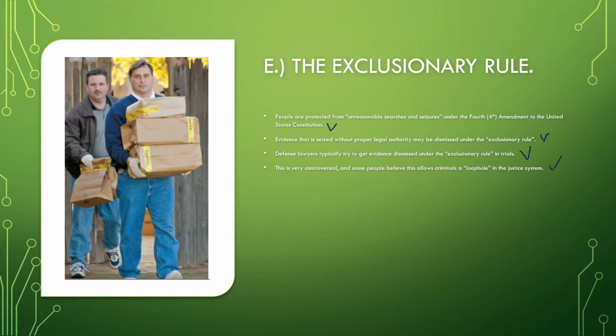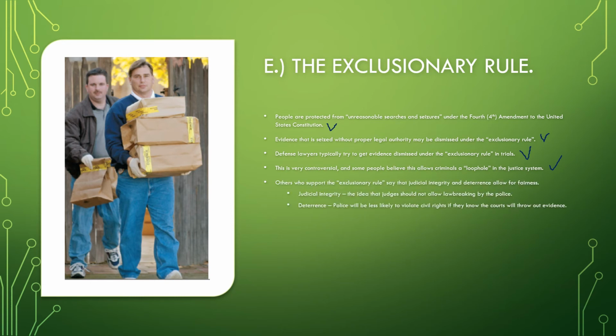Saying, well, they committed the crime, but because the evidence wasn't seized legally, or the bloody knife, or the gun in the backyard, or whatever wasn't seized legally, it can't be used. And it allows some people to get off scot-free from the crime they committed. Others who support the exclusionary rule say that judicial integrity and deterrence allow for fairness.